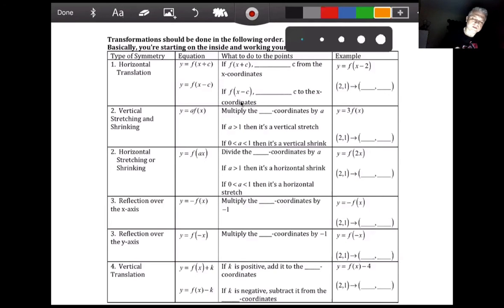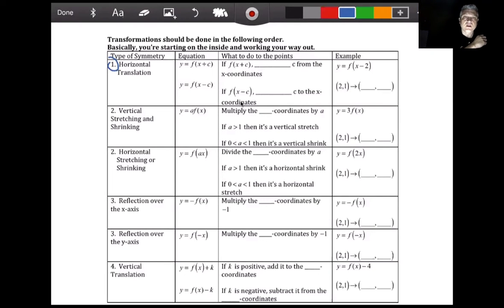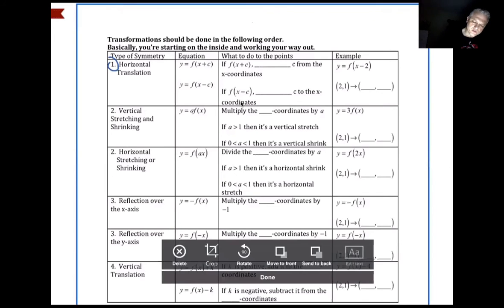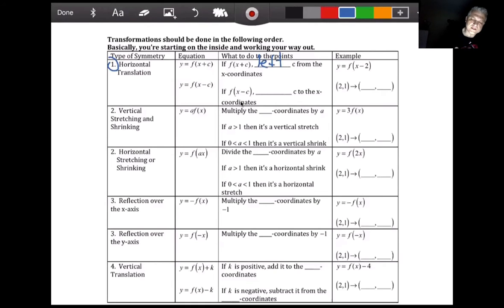So the first thing that you will look at is horizontal translations. If you have a plus or a minus in the parentheses, remember, if it's plus C, you're going to go to the left. If it's minus C, you're going to go C units to the right. So for example, if I had 2, 1 in my original graph f of x, but I want to plot f of x minus 2, well, I would go 2 to the right. Where, if I'm looking at 2, 1, 2 to the right would be 4, 1.